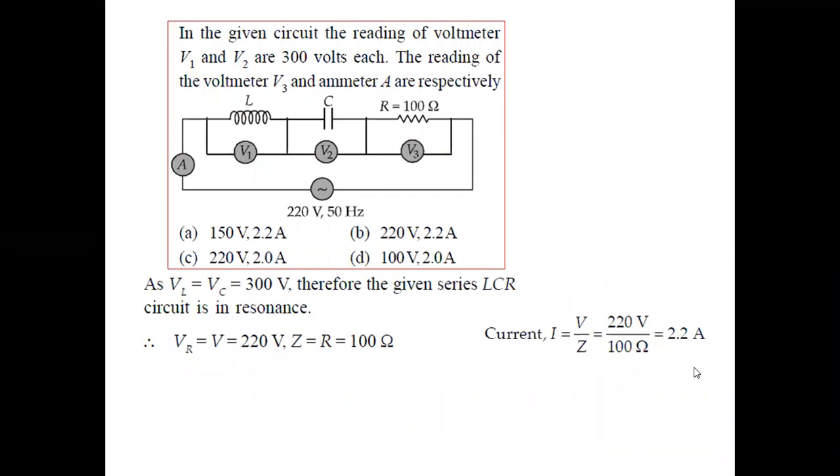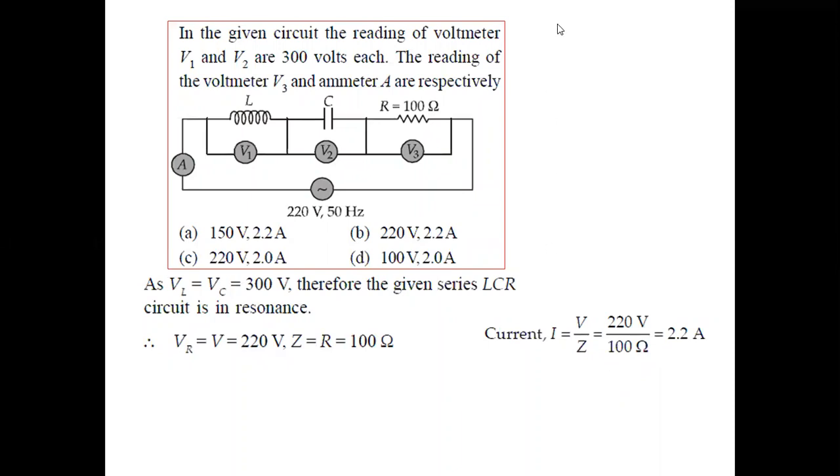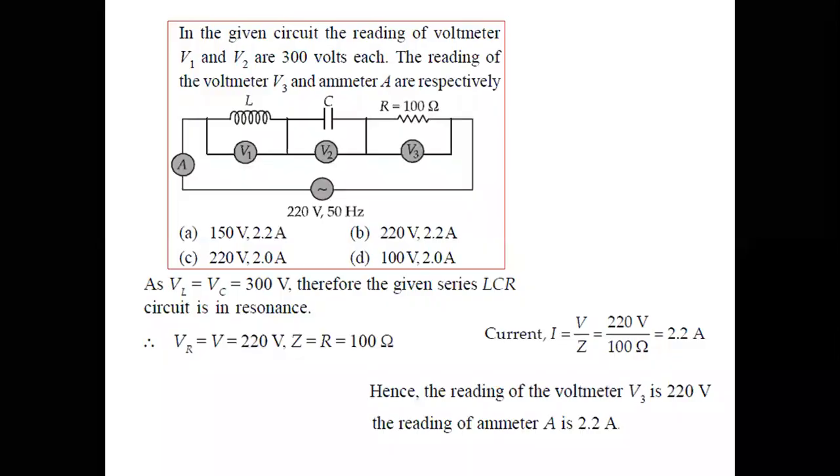Finally, the current in the circuit is given by the RMS value divided by Z. RMS means 220, which is nothing but the voltage across the resistor. It is V upon Z, which is nothing but 220 by 100. Simple mathematics gives you 2.2. The final answer comes out to be choice number 1, 2, 3, 4. You can cross-check. You'll get the answer very close to 2.2 ampere.